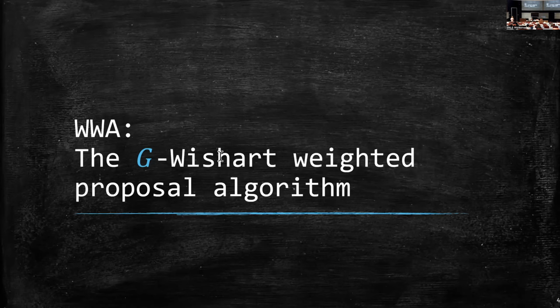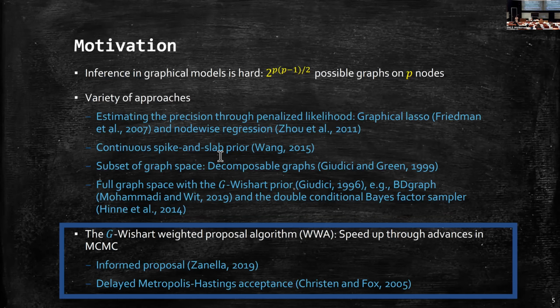Okay. So the first thing is about performing posterior inference through an MCMC algorithm. In general, why is inference in graphical models difficult? Because given P nodes, so P random variables, there are 2 to the power of P times (P minus 1) over 2 possible graphs that you can draw on P nodes. And in general, I'm really bad in combinatorics, but of this one, I'm pretty sure.